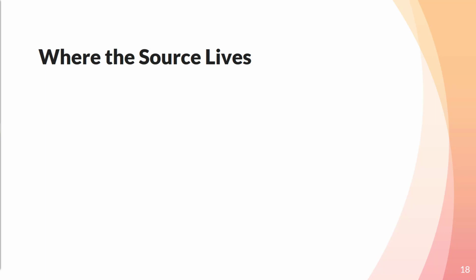Consider where the source lives. A source that's on the open web is something that you might find by doing a Google search, and there's often no fee associated with it. Newspapers and journals may be available on the open web, but they do often have a fee associated with them.